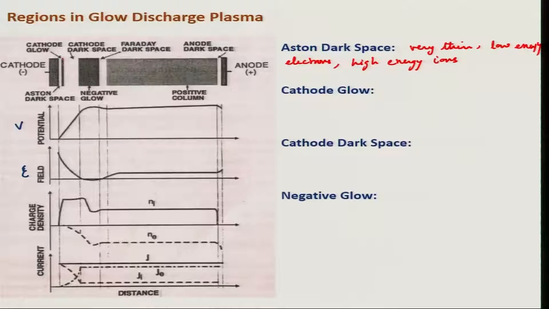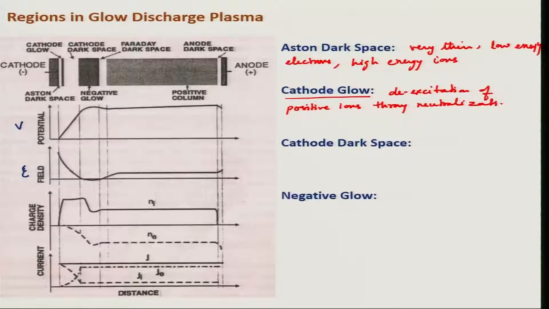Then we see a very thin region of glow, which is called cathode glow. In this, what happens is de-excitation of positive ions through neutralization. We will discuss this.